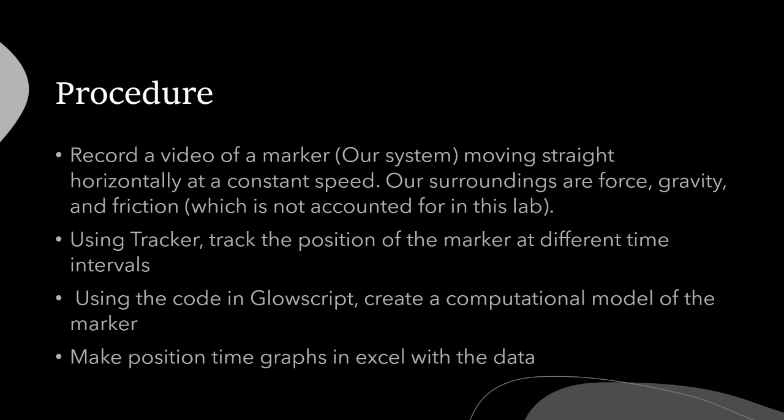The procedure in this lab is to record a video of a marker, which is our system, moving straight horizontally at a constant speed. Our surroundings are the forces, gravity and friction, which will not be accounted for in this lab. We'll talk about that more later. Using Tracker, we track the position of the marker at different time intervals. And then to find the theoretical, we use code in GlowScript to create a computational model of the marker. And then we make a position time graph for both theoretical and observed in Excel.